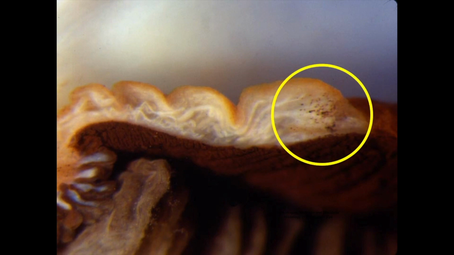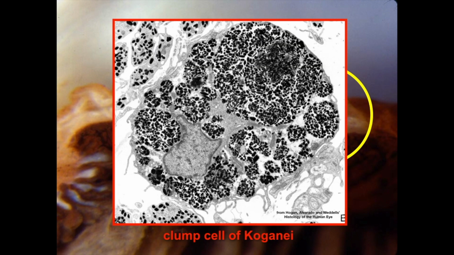A group of clump cells is seen in the stroma near the pupillary margin of this mildly pigmented iris. The electron micrograph shows a clump cell filled with melanin granules.